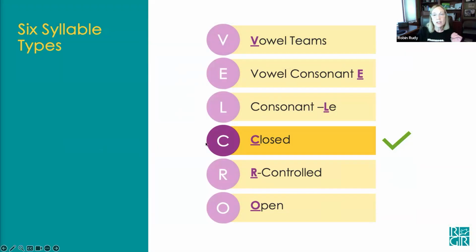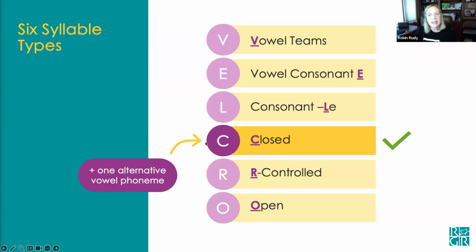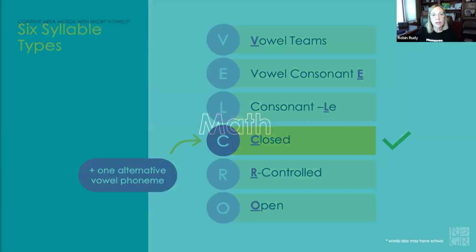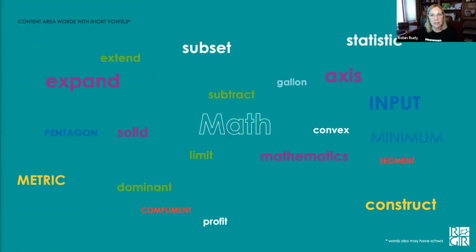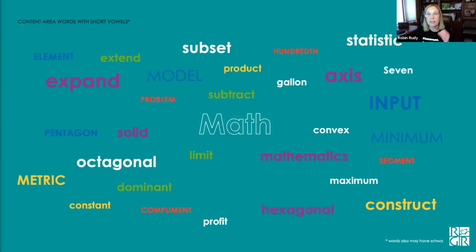So we have covered closed syllables and one alternative vowel phoneme, the schwa. So let's examine the types of words that students could read accurately with just this small amount of phonics knowledge, along with that functional strategy that we shared. Okay, here we go. Content area reading, these are all pulled from a math textbook. All of these words can be read successfully, just knowing closed syllables, the functional strategy, short vowels, and the schwa.